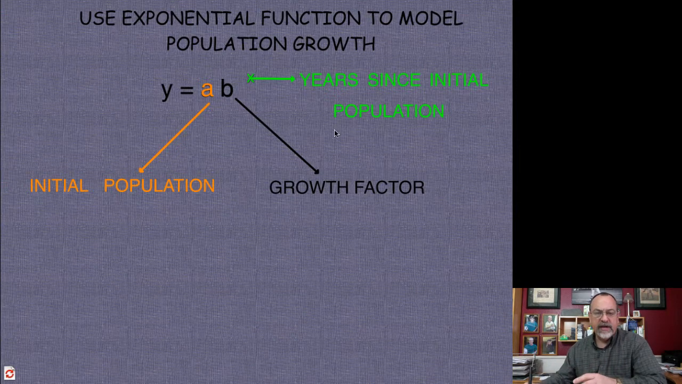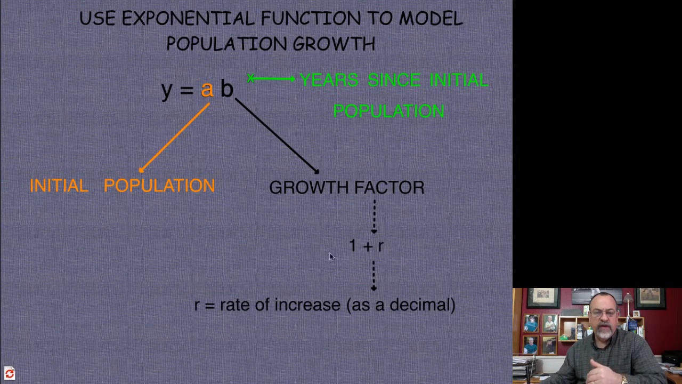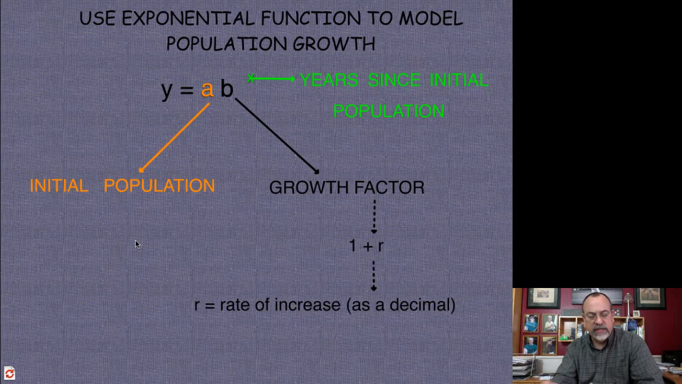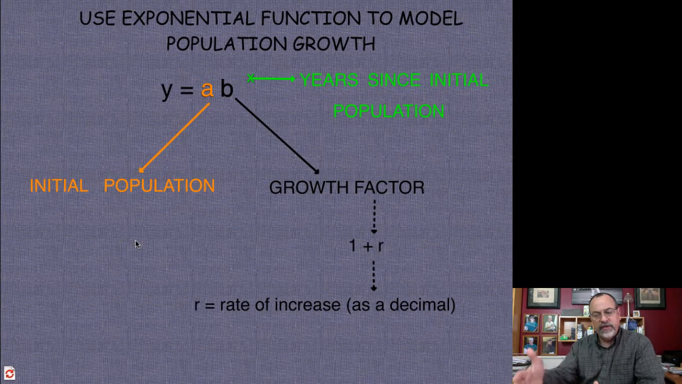The growth factor is the value of 1 plus r. So in order to determine the value that goes in for B, I'm going to take the number 1 and add it to the variable r. And so the question is, what is r? Well, r is the rate of increase, or the percent of increase, written as a decimal. And again, it's very important. So how fast is this population increasing?